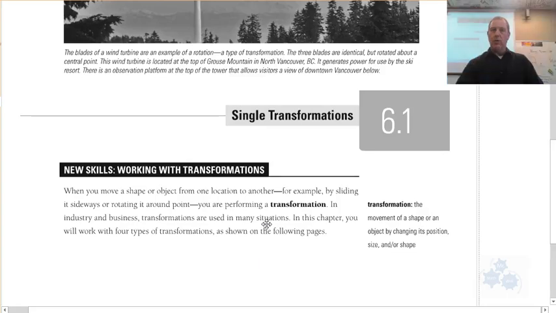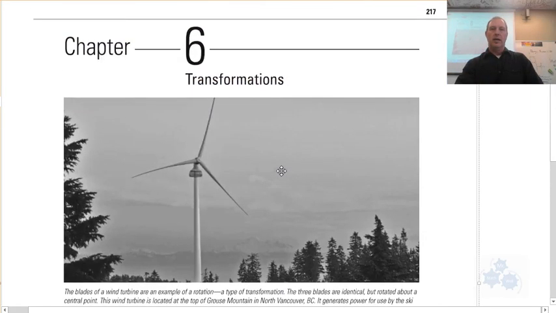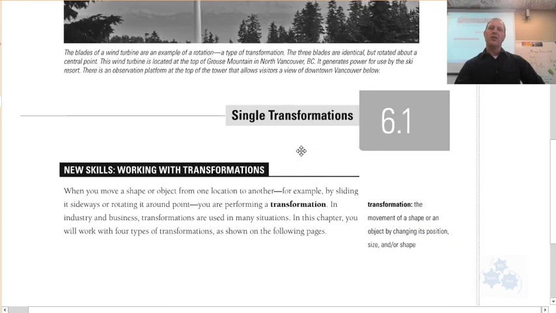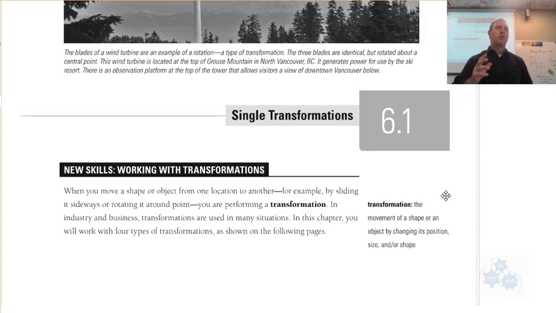All right, so we are starting Chapter 6 in Workplace 30, Chapter 6, Transformations. And we were talking about single transformations in 6.1. So, what is a transformation? The movement of a shape or an object by changing its position or its size and/or its shape. So to transform something means to turn something into something else, more or less.